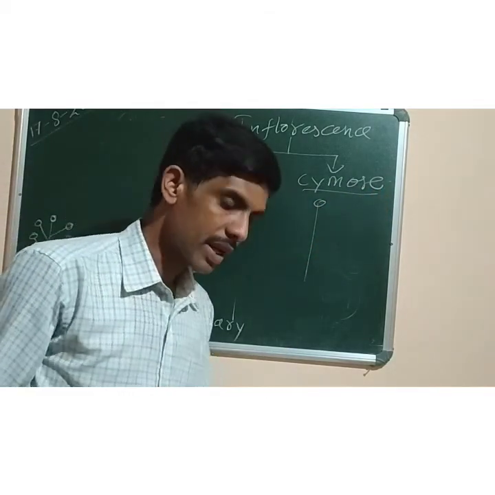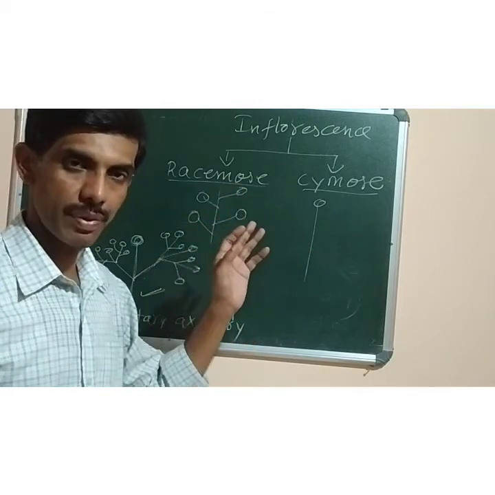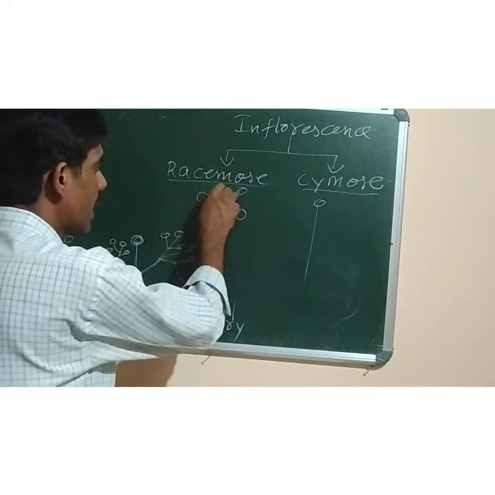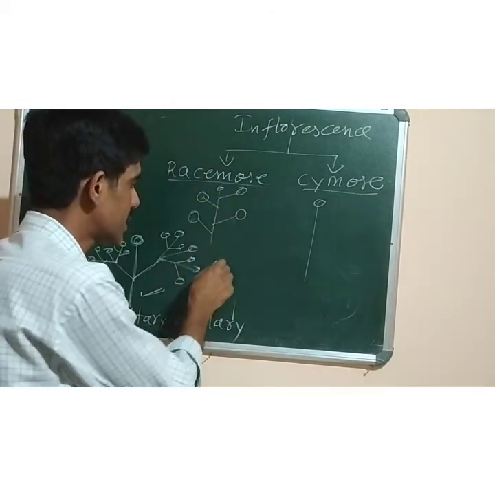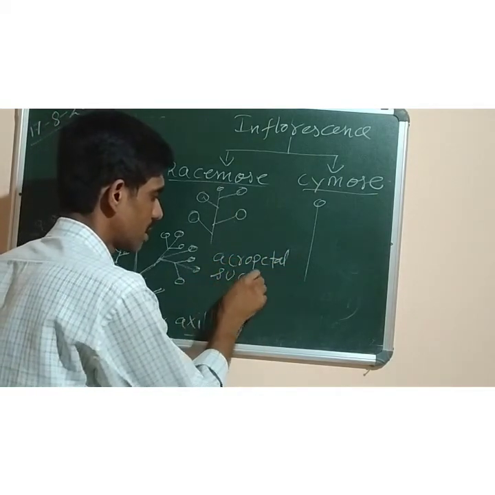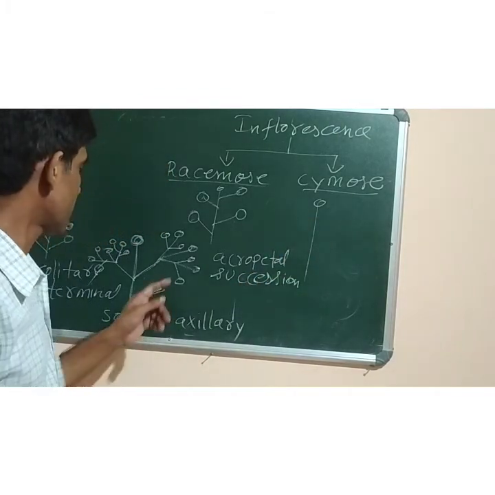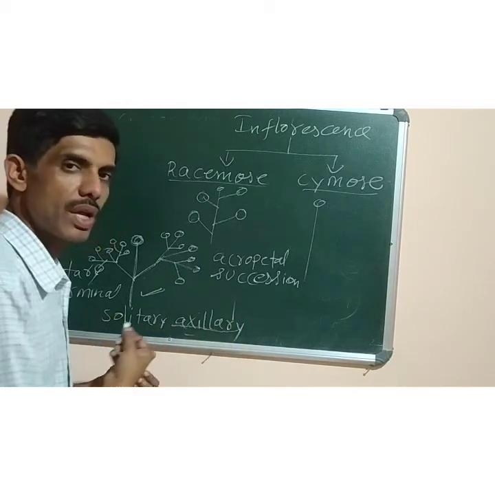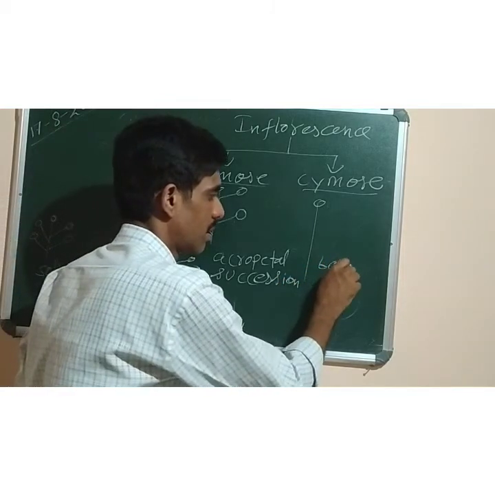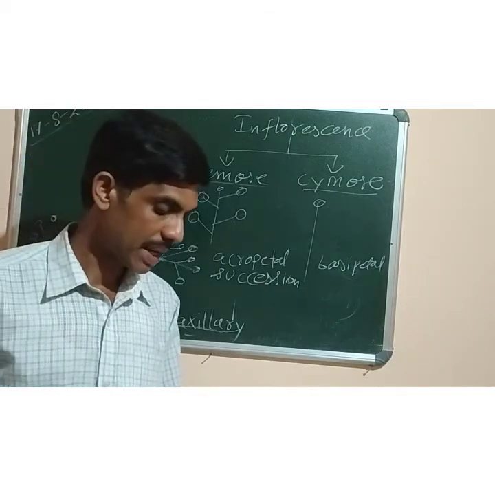Okay. So what is the difference between racemose and cymose inflorescence? Racemose inflorescence is the one in which the main axis continues to grow and the flowers are borne in acropetal succession. And in cymose inflorescence the main axis terminates in a flower, the flowers are borne in axillary position and arranged in basipetal succession. Basipetal succession.